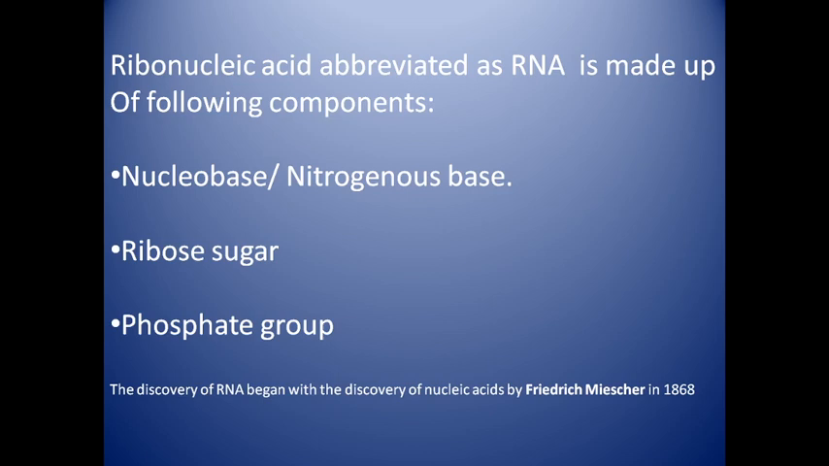Okay, and the discovery of RNA began with the discovery of nucleic acids by Friedrich Miescher in 1868. It was Friedrich Miescher in 1868 who discovered nucleic acids in the nucleus, and it was DNA plus RNA, but he was not able to say which is which. And since it was found in the nucleus, he named it nuclein.